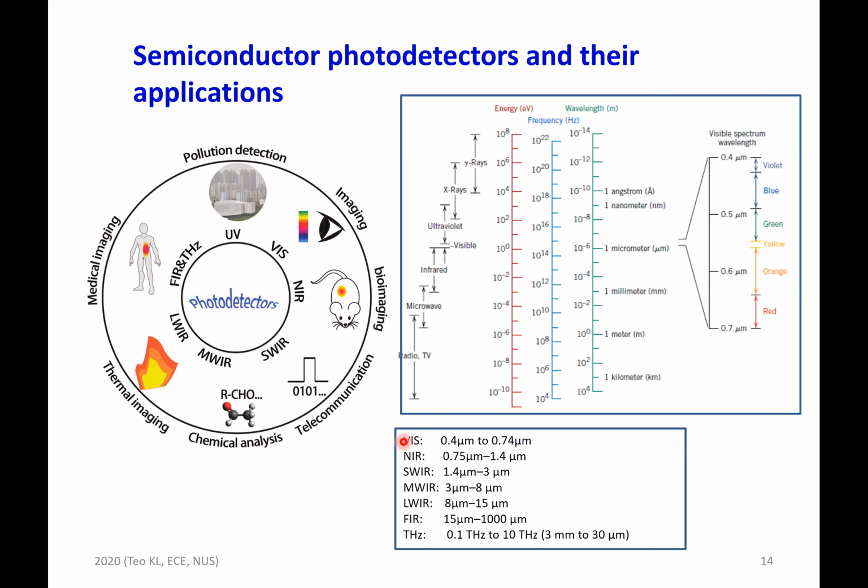So this is the range of wavelengths for visible, near infrared, short wavelength infrared, mid wavelength infrared, long wavelength infrared, far infrared, and terahertz range. This is another summary of all the wavelengths needed in semiconductors.